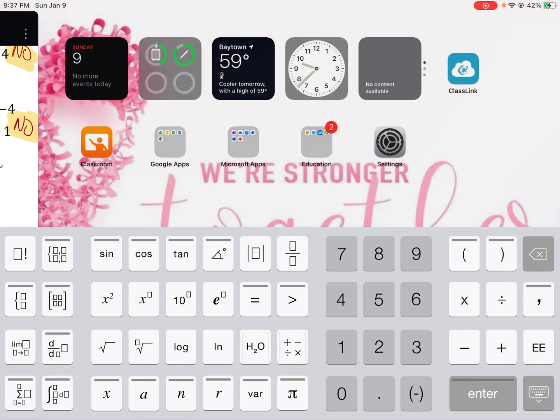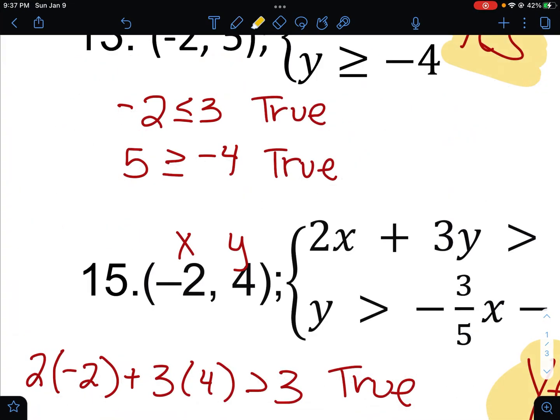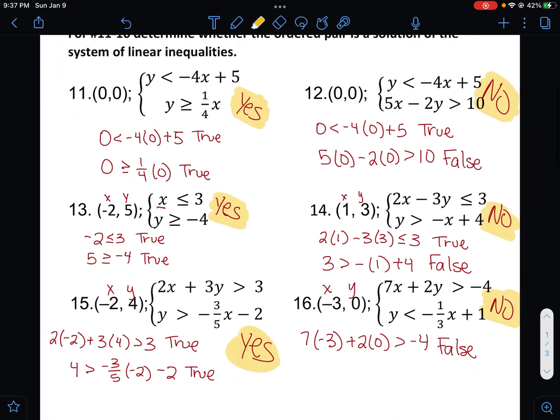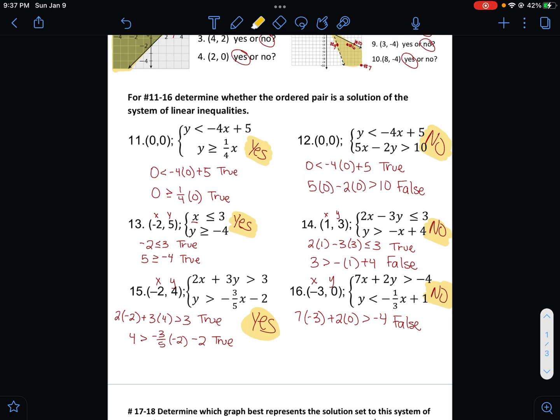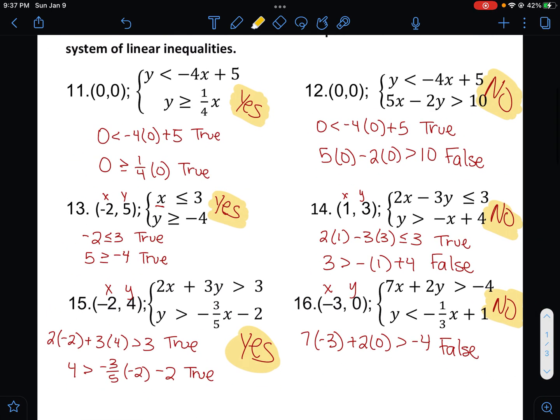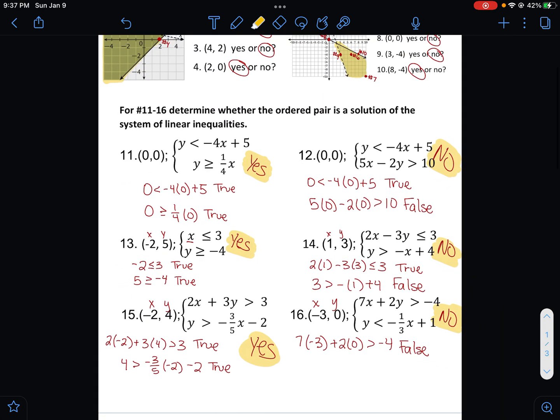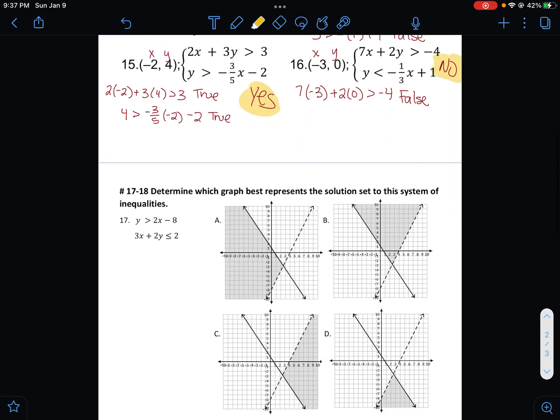Okay. So once you get one false, it's automatically not a solution. So we don't even have to check the second equation. Okay, so for it to be a solution to the system, it has to work in both equations if you plug it in, like we just did.